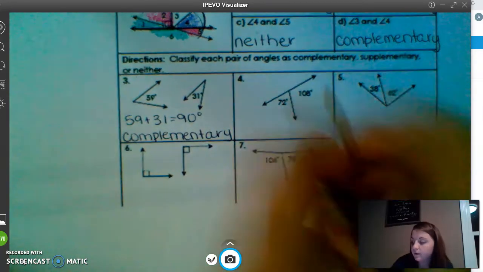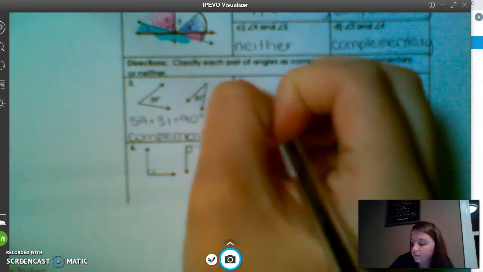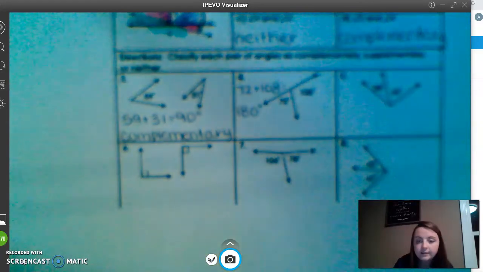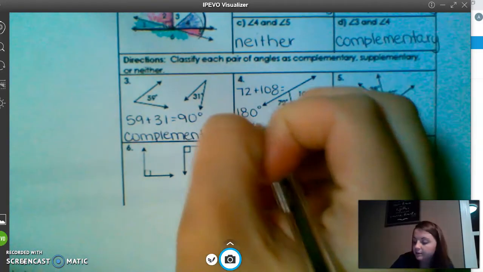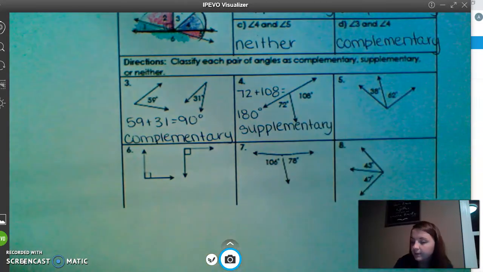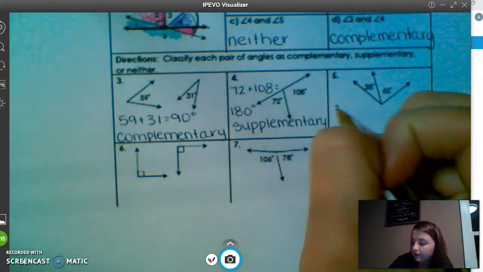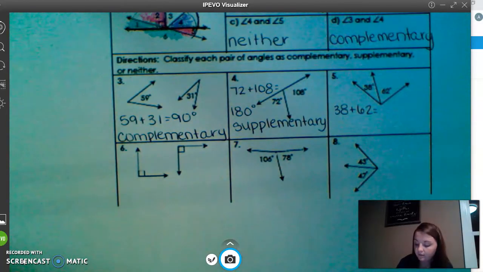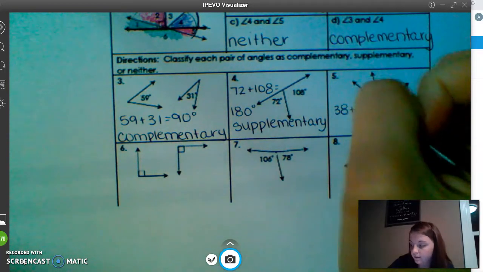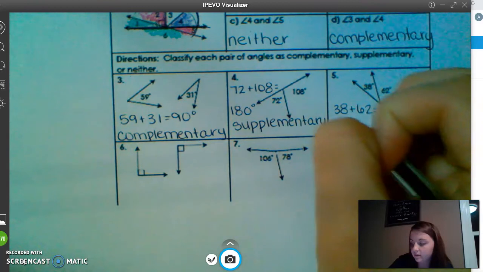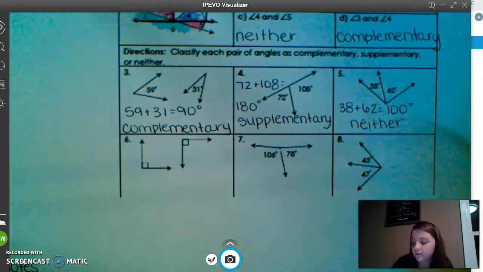The next one. If I do 72 plus 108, I get 180. What type of angles make 180 degrees? Supplementary. Okay. Over here, 38 plus 62. Well, 38 plus 62 is 100. 100 degrees. Well, that's not 90 or 180. So that makes it a neither. Those pairs are not supplementary or complementary.